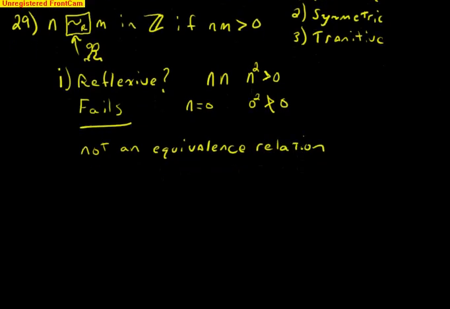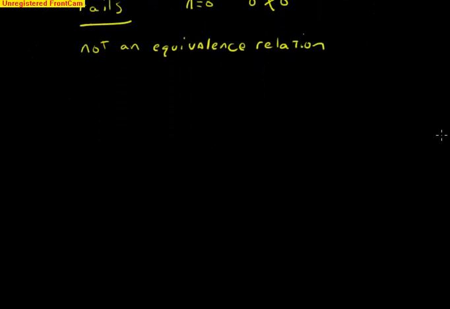But let's go down and do number 30, which is one of our problems. Okay, let's see if this one works. We have x related to y in R. x is related to y in the reals.